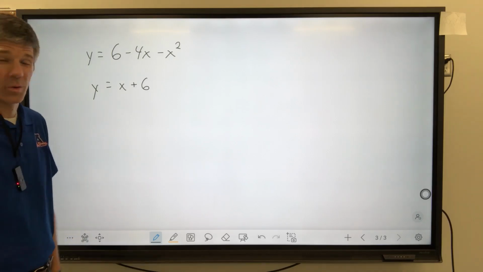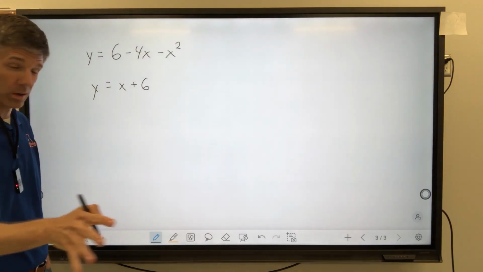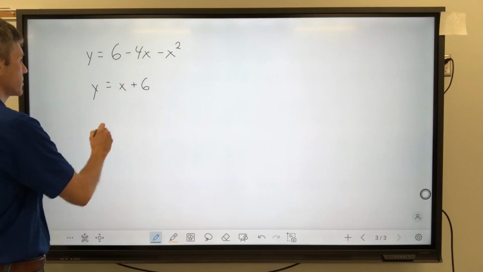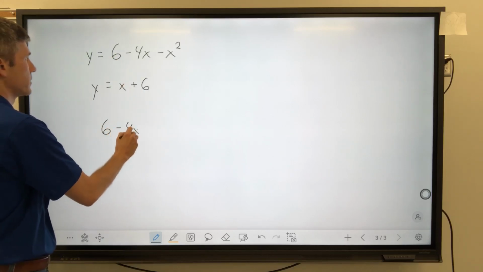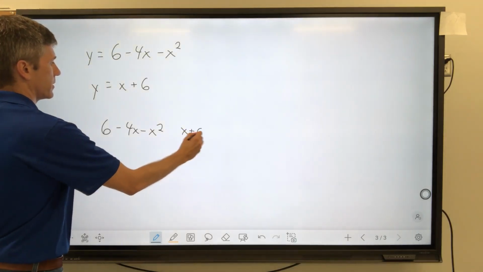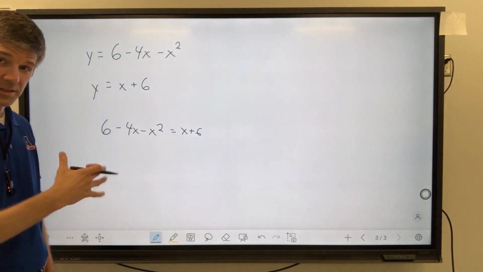Well, elimination if you want to, but I don't see anything that eliminates unless we change some signs here, which totally works. What I am going to do instead is say, well, if y equals this stuff, and if y equals this stuff, then they must equal each other. And we're going to just move things around until we get x on one side.